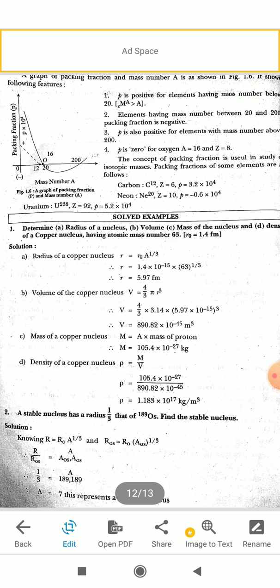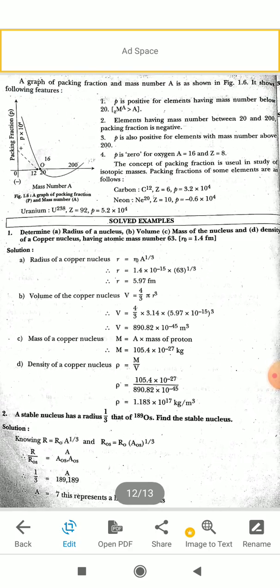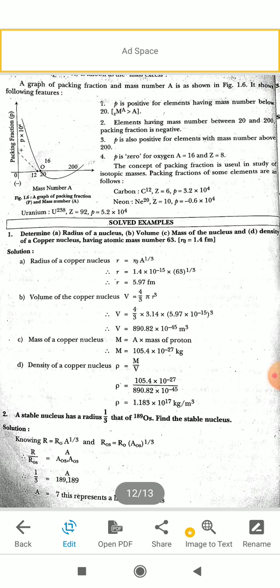The second one is we have to calculate the volume of the copper nucleus. The formula of volume is V equals 4 by 3 pi r cube. Now if we put in the values, 4 by 3, the value of pi is 3.14, and r is 5.97 into 10 to the power minus 15, cubed. So we will get the volume as 890.82 into 10 to the power minus 45 meter cube.